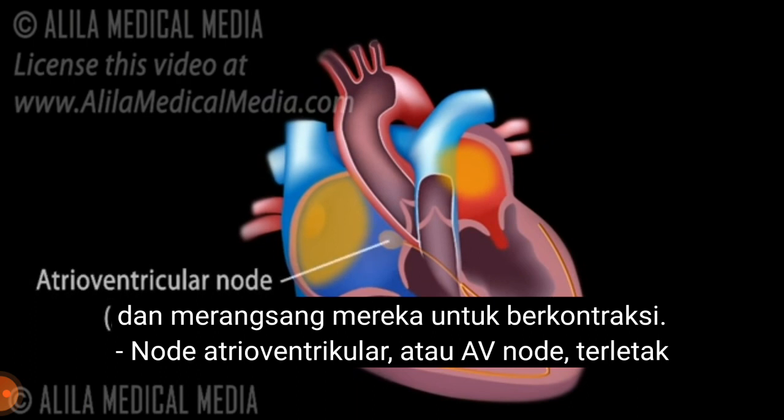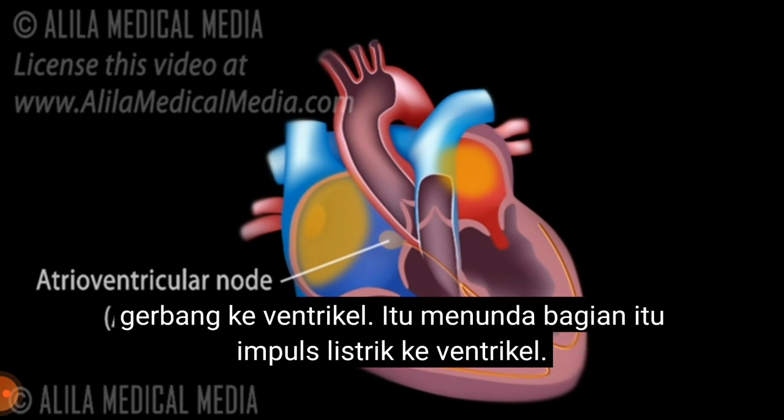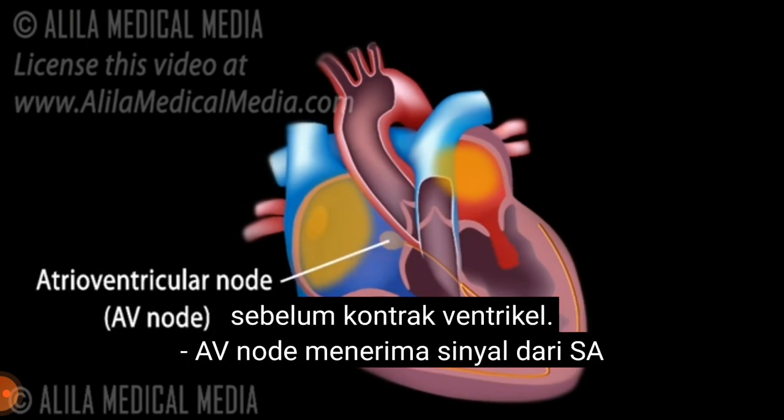The atrioventricular node, or AV node, located on the other side of the right atrium near the AV valve. The AV node serves as electrical gateway to the ventricles. It delays the passage of electrical impulses to the ventricles. This delay is to ensure that the atria have ejected all the blood into the ventricles before the ventricles contract.